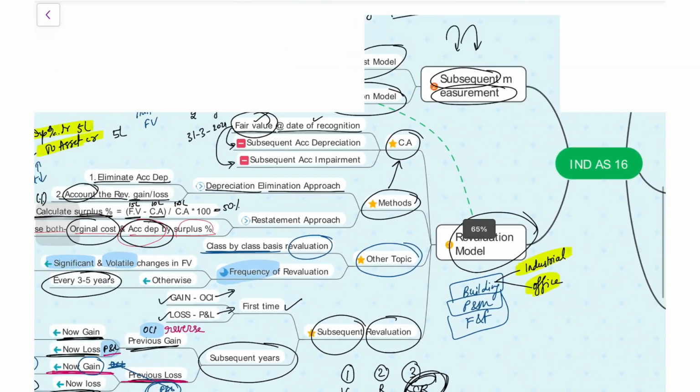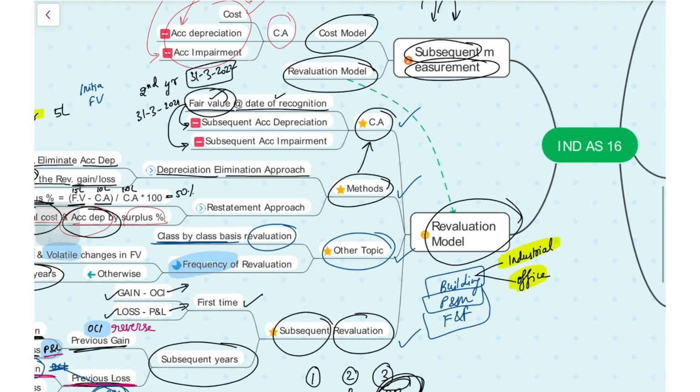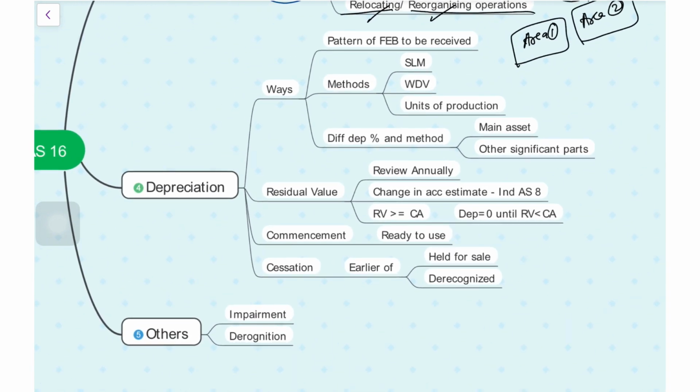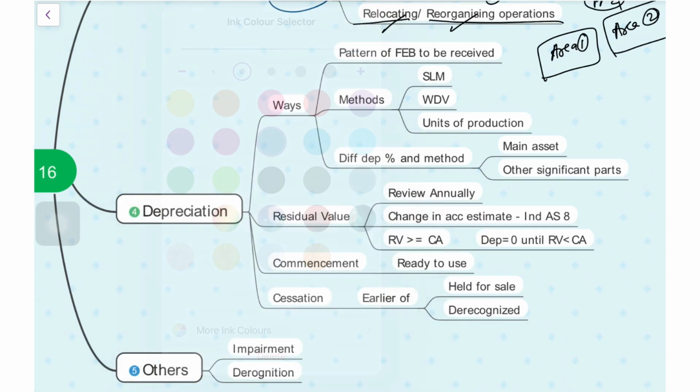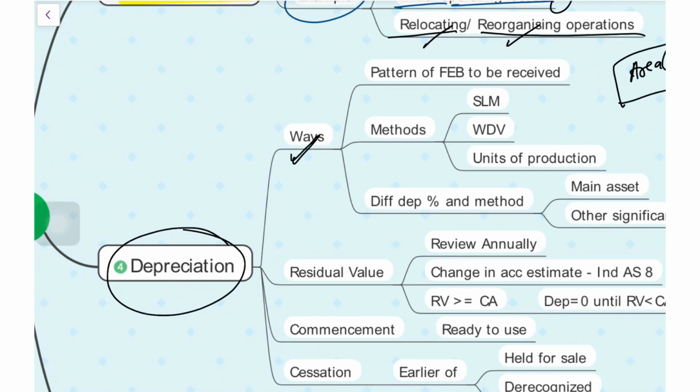Okay. So I hope until this everything is clear. So the revaluation model, we have completely understood all the aspects. We understood how we will come to the carrying amount, what methods you are going to use, what the other topics are, and what the subsequent revaluation is that you are going to do. Okay. So now that we have completed that topic, let's move on to the next topic, which talks about depreciation. So in relation to depreciation, here we are going to understand first what the ways of depreciating are.